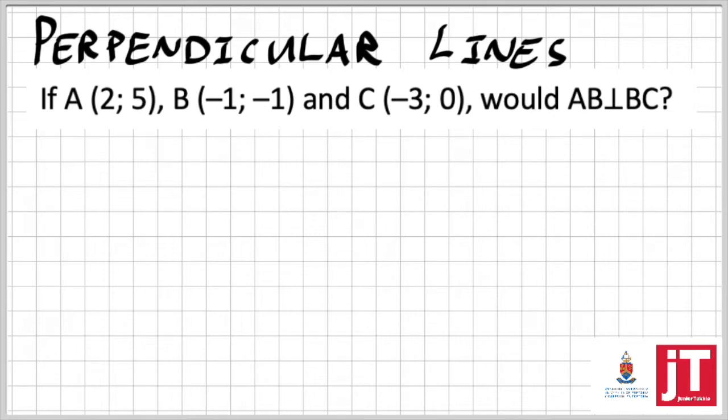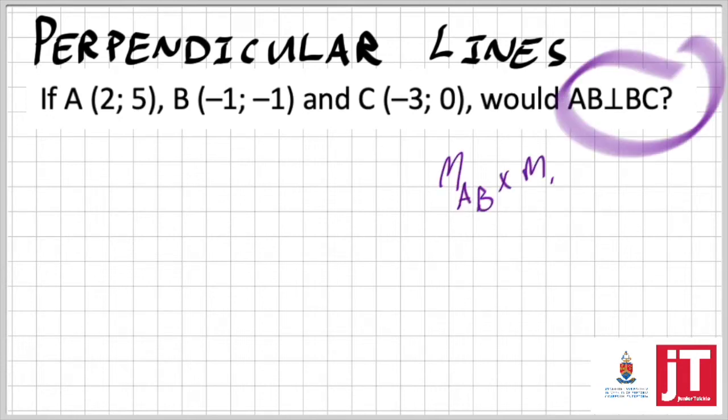If A is (2, 5), B is (-1, -1), and C is (-3, 0), would AB be perpendicular to BC? So that is a very, very valid question. How would I know whether they would be perpendicular? Well, they're perpendicular if the gradient of AB times the gradient of BC is equal to -1.